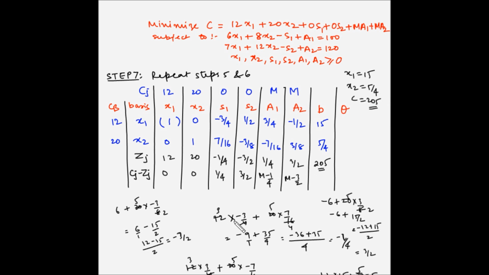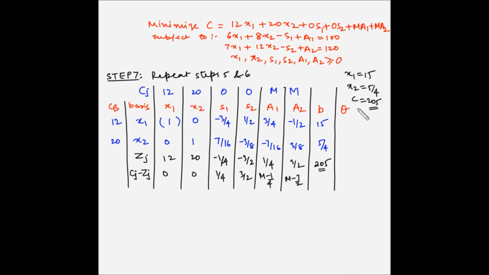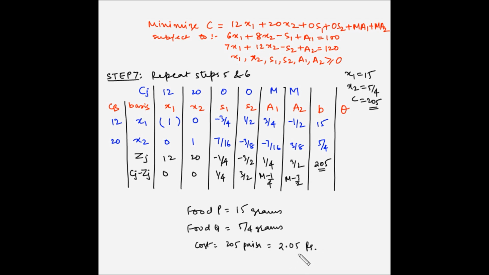Let me clean this calculation here. Now x1 was the quantity of food P in grams. So we should have food P equal to 15 grams and food Q equal to 5 by 4 grams, and the total cost is 205 paisa, which is equal to 2.05 rupees. So this is the optimal solution for this problem.